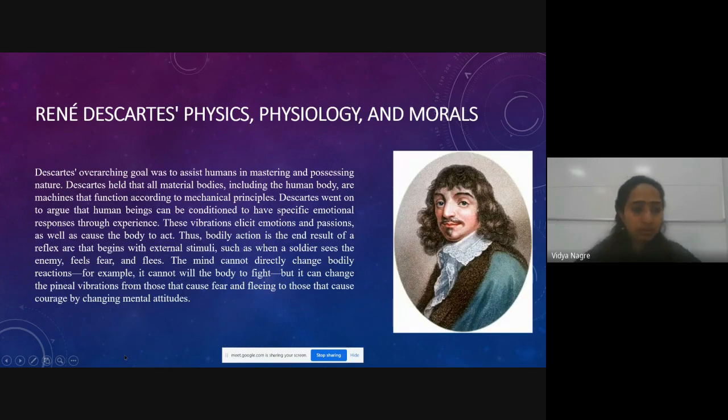This fellow, René Descartes, has come out with something very interesting. His overarching goal was to assist humans in mastering and possessing nature. Descartes held that all material bodies, including the human body, are machines that function according to mechanical principles. Descartes went on to argue that human beings can be conditioned to have specific emotional responses through experience.